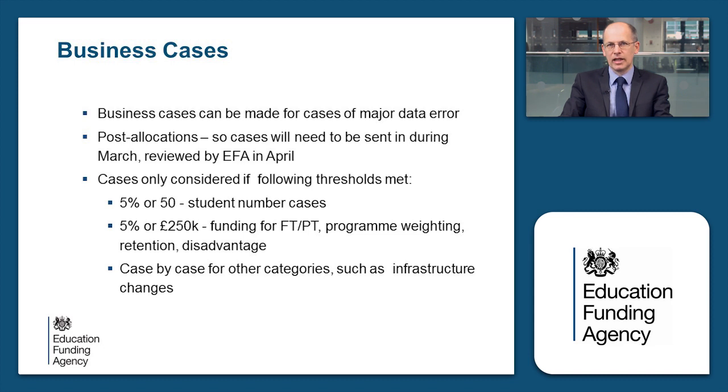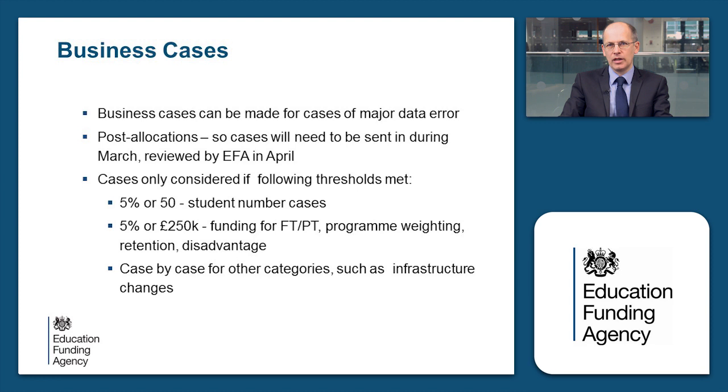For cases involving lagged student numbers, the threshold is the lower of 5% or 50 students. For cases involving the full-time part-time split or other funding factors, the lower of 5% of funding or £250,000. For other cases, we do not have a fixed threshold, and so we will review these individually.